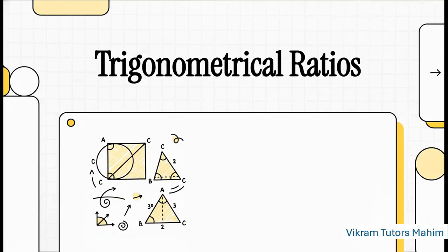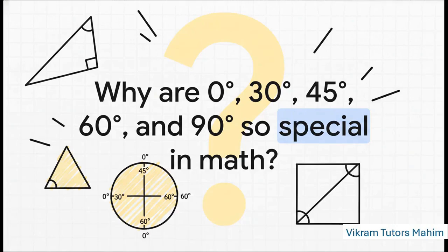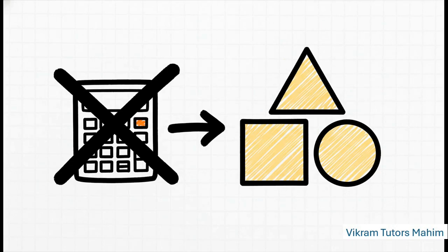All right, let's talk about trigonometry's most important numbers and where they actually come from. You ever wonder why these specific angles show up everywhere? Well, let's dive in. See, the secret isn't in your calculator. It's actually hidden inside some really simple shapes.